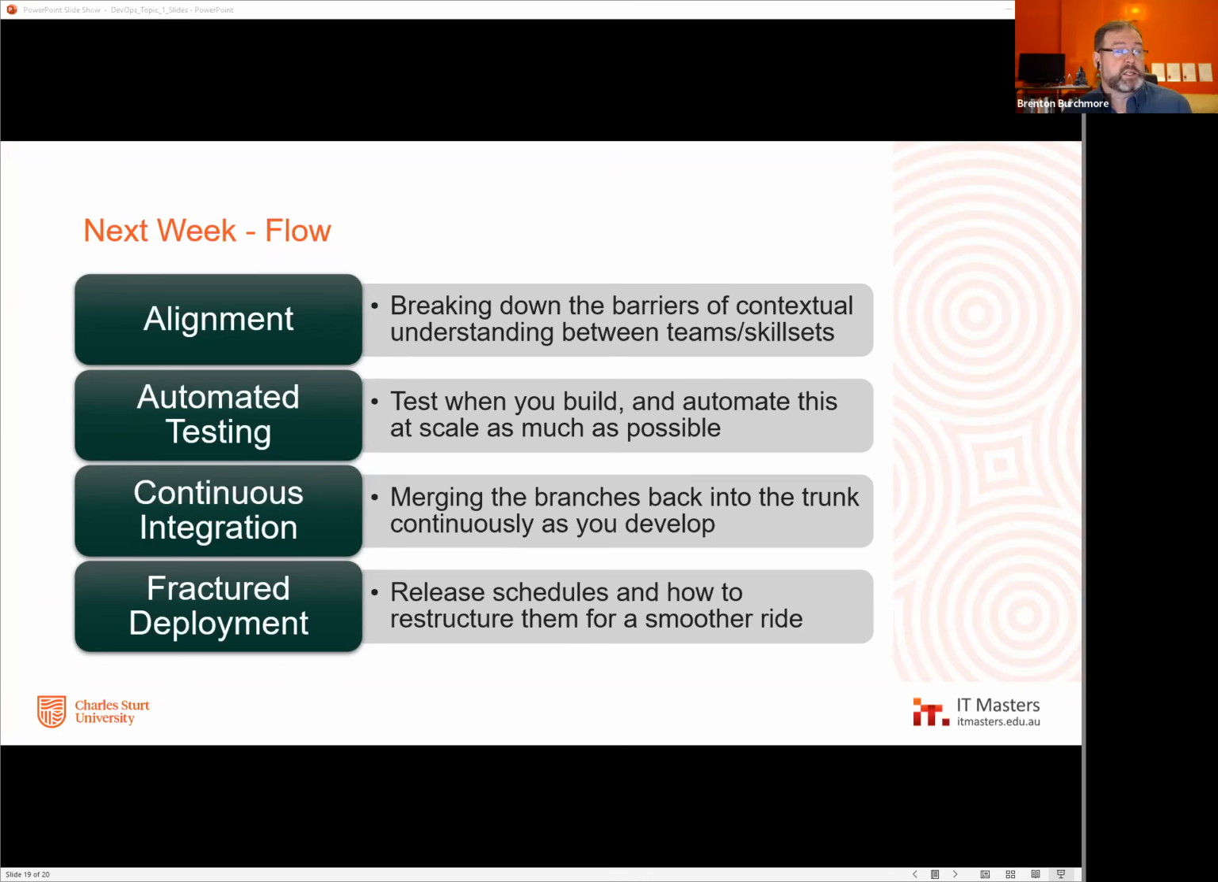Velocity as a word might still be the thing you call it, but really what you're trying to talk about is flow and efficiency and lean movement of things in a smooth manner through the workflow.